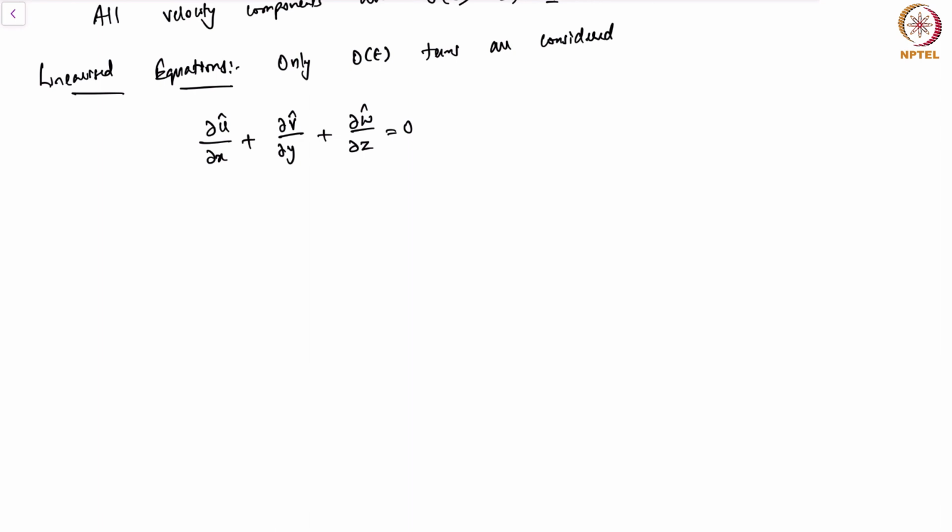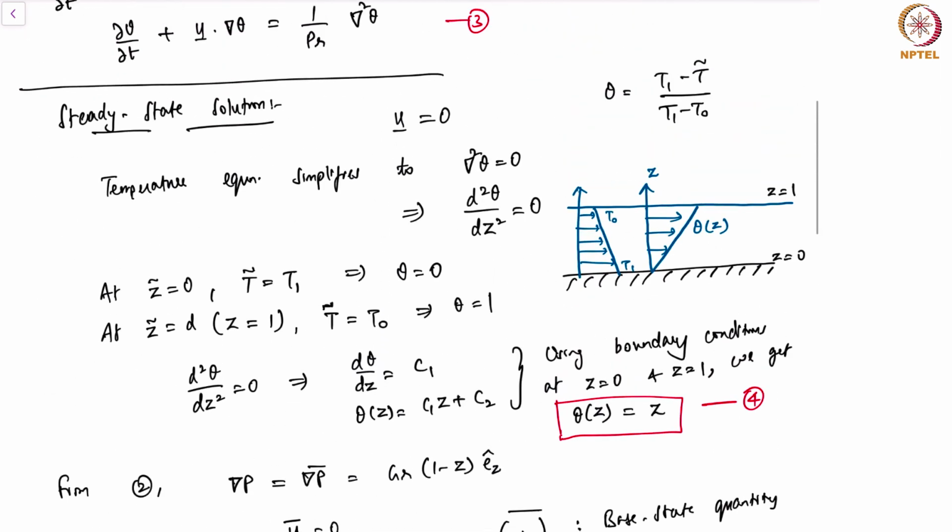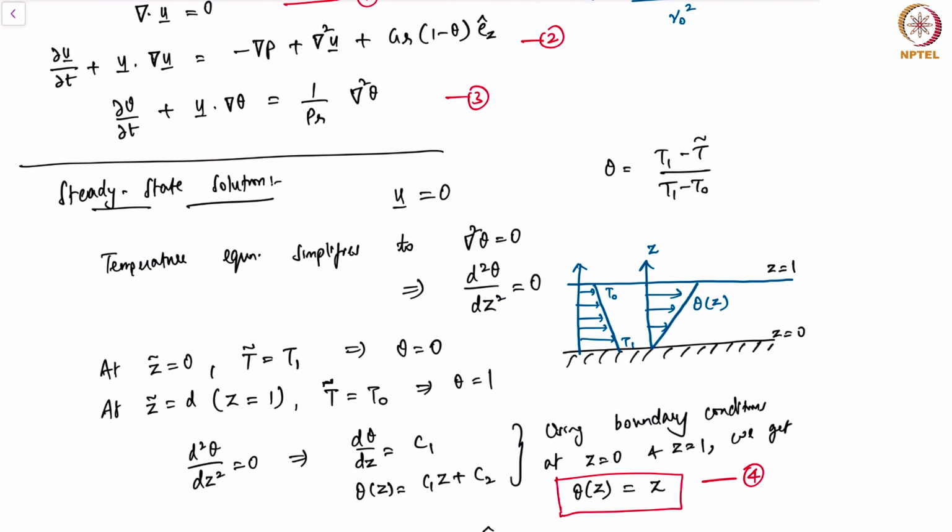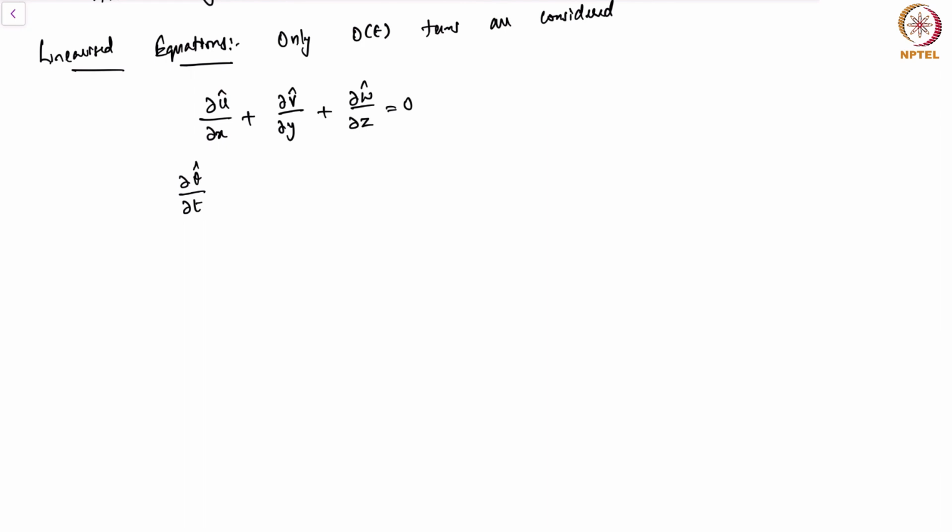Now let's write down the temperature equation. We have del theta by del t. Now again notice that the convective terms that I'm highlighting now are order epsilon, right? And this theta will be theta mean plus perturbation epsilon theta hat, right? So there is a mean quantity as well. So these terms will enter the discussion. So what are the quantities that we have here? If we substitute this, we have u hat del theta by del x plus v hat del theta by del y plus w hat del theta by del z.